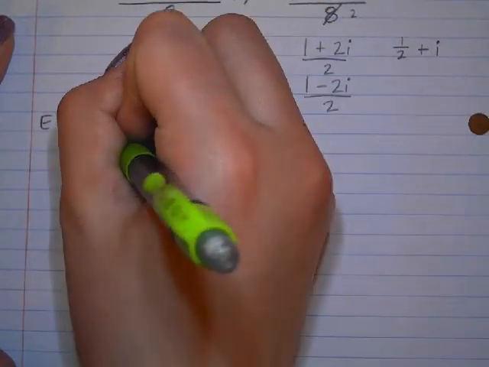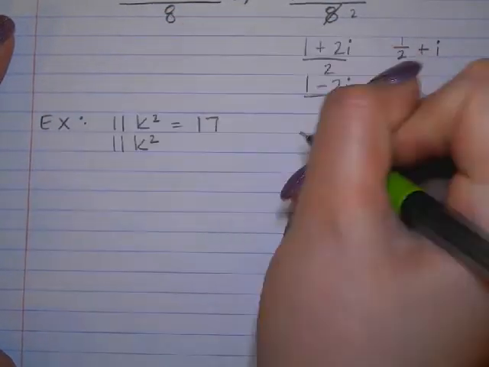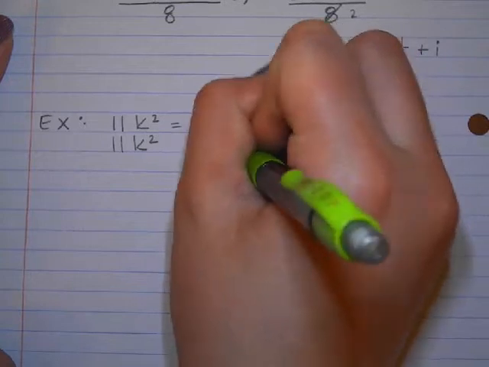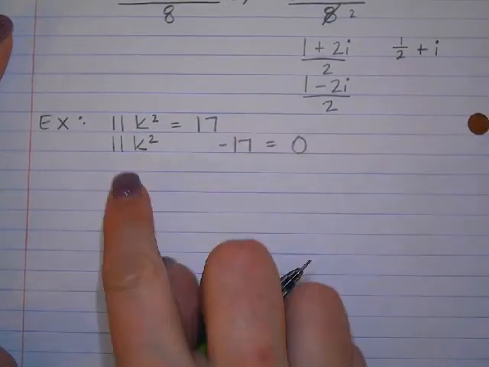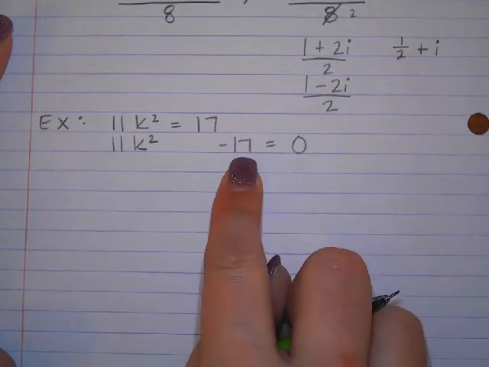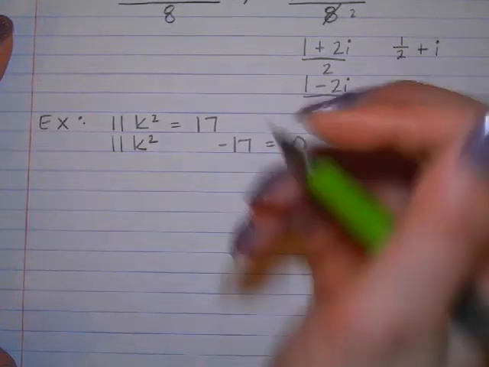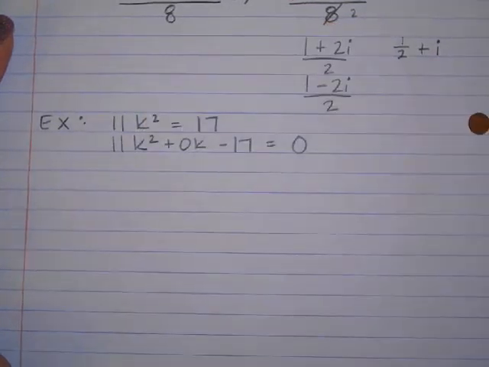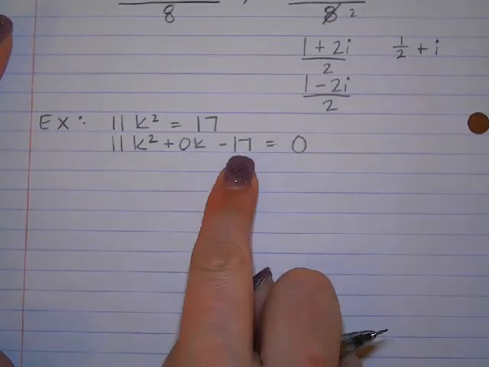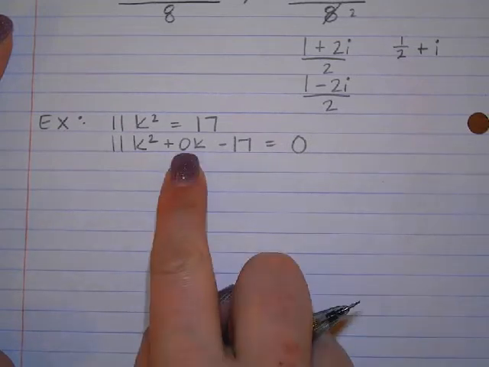Okay, so 11k squared, I'm going to leave a space, and then I'm going to write negative 17 equals 0. Because I have an A term and I have a C term, but I do not have a B. So what I'm going to write for B is plus 0k. And that way I have an A, a B, and a C.